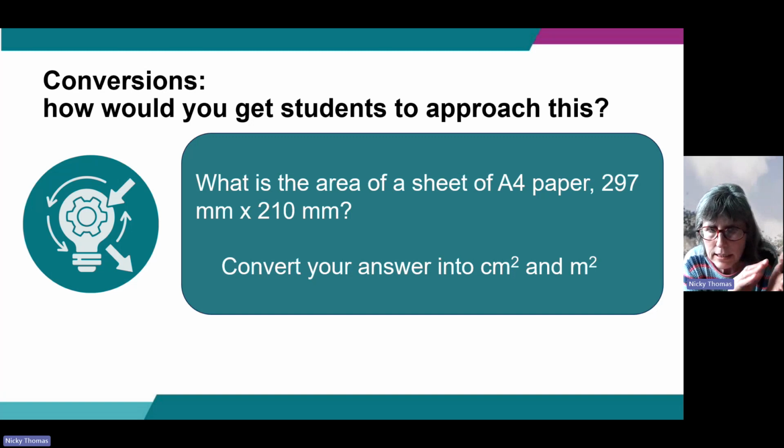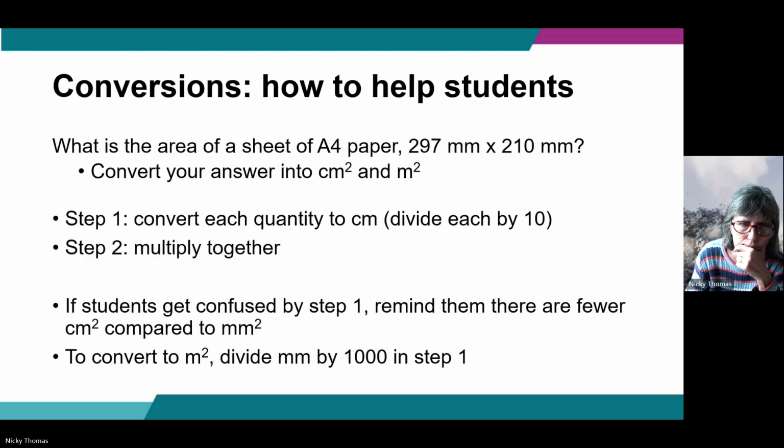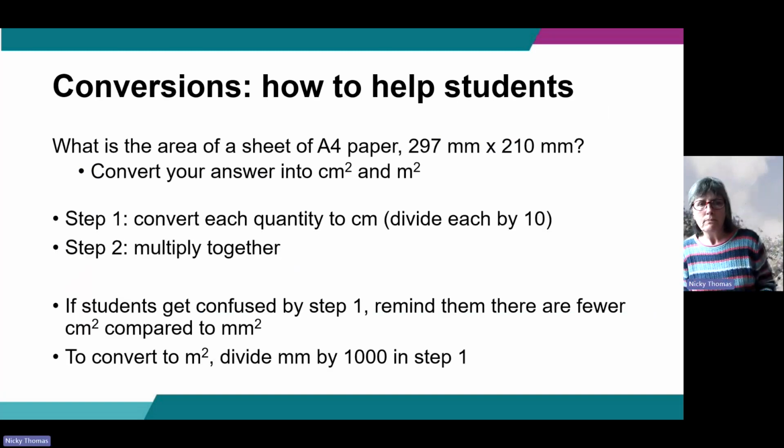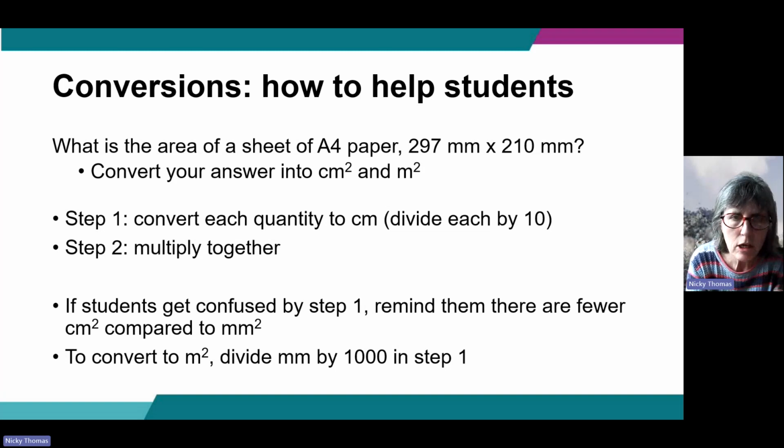But you want to give the answer in centimeters squared and meters squared. So you want to know the area. You know the measurements in millimeters. You want the answer in centimeters squared, meters squared. So what would you do? To convert millimeters into centimeters, divide by 10. So we've got 29.7 centimeters and 21 centimeters, and then multiply together.